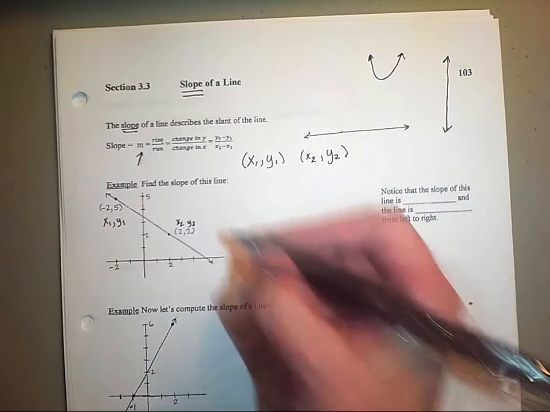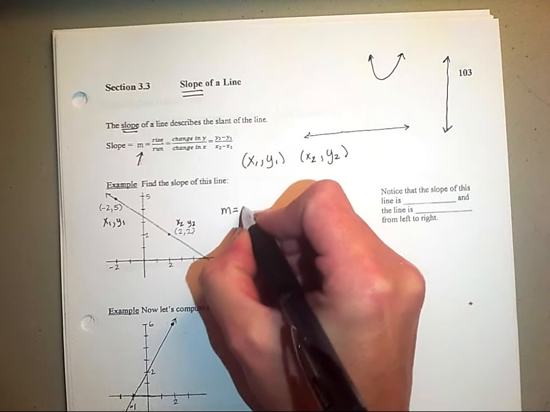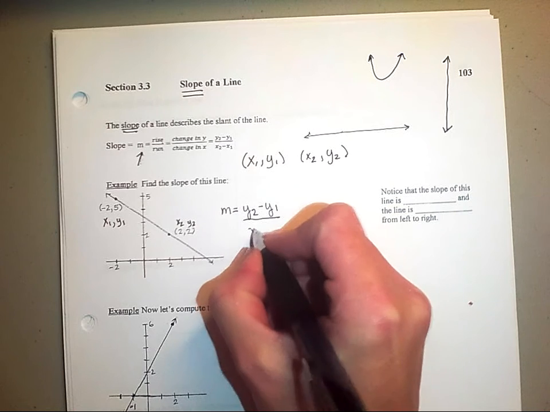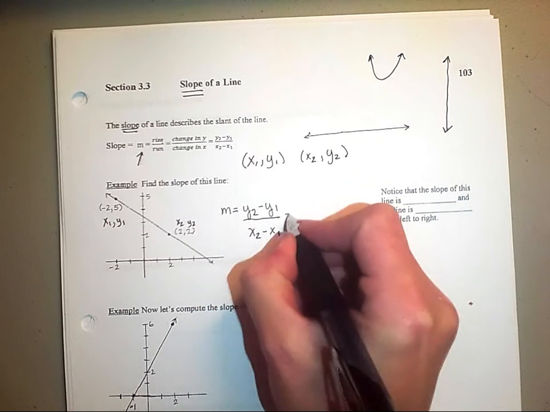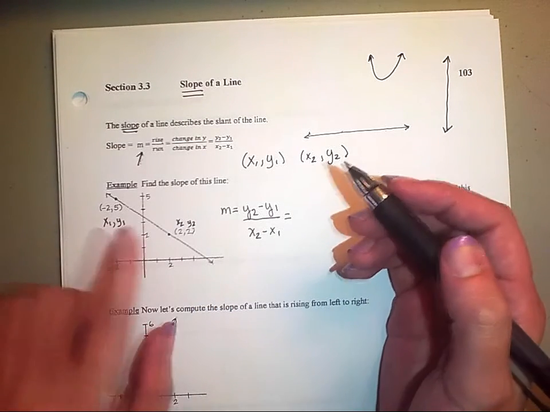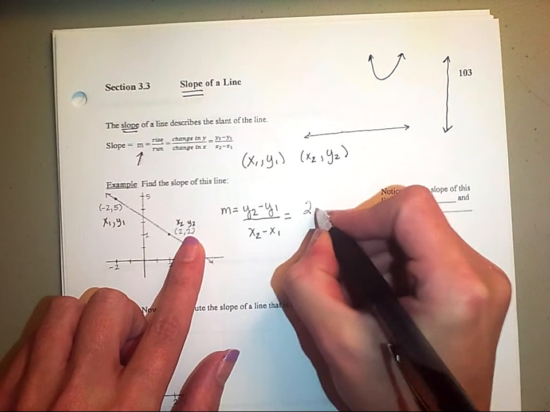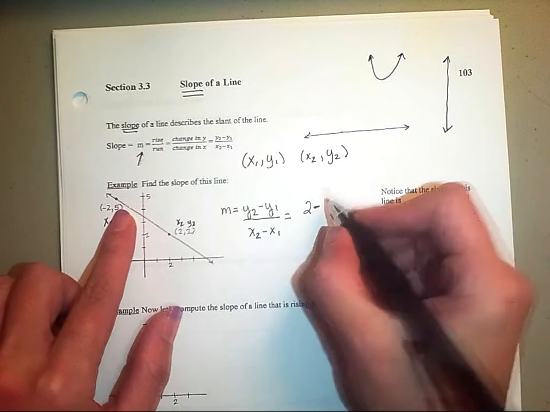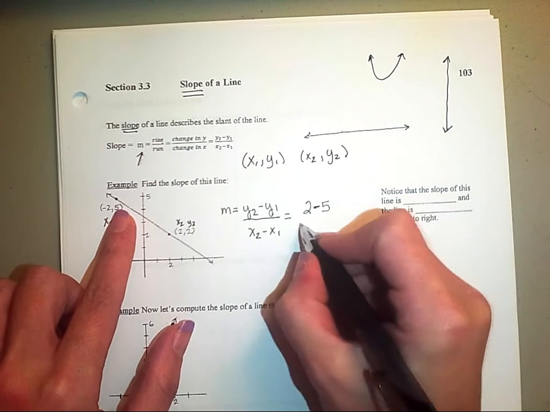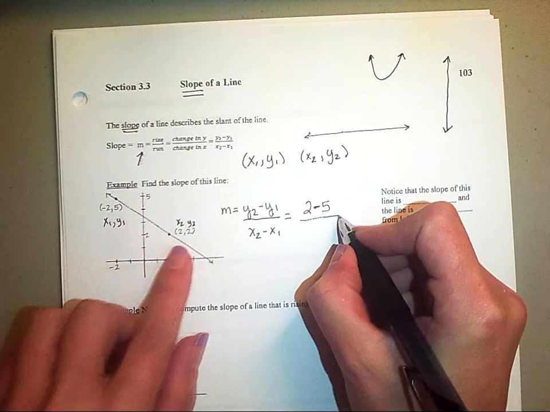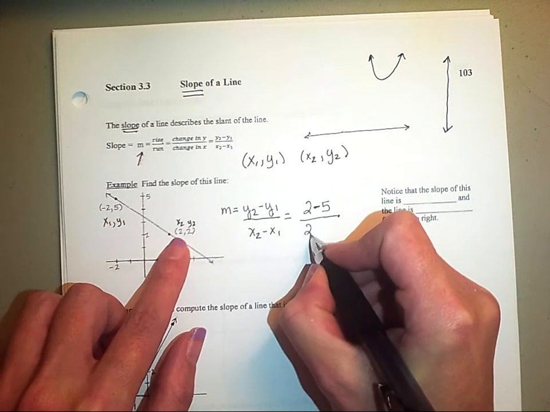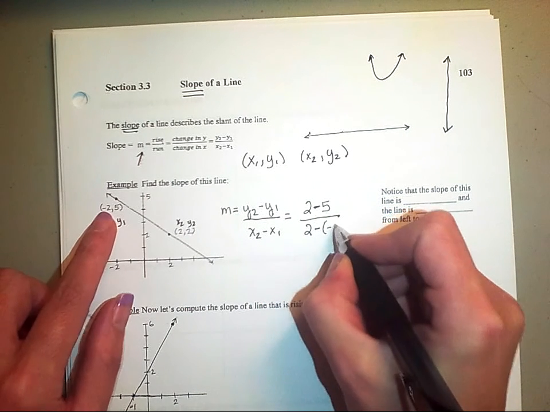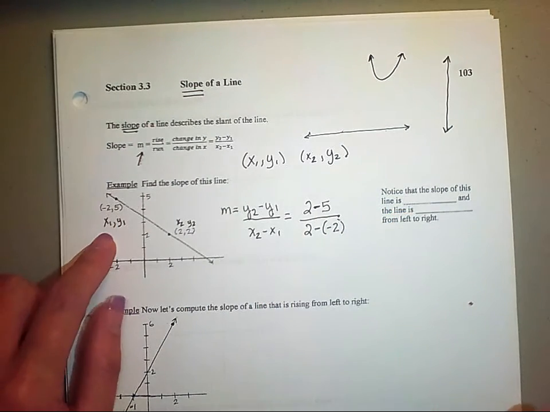Now, slope is the change in the y's, y2 minus y1. That's our rise over our run, which is x2 minus x1. So y2, in this case, is 0. Then we'll subtract from the formula y1, which in this case is 5. Then we'll divide that by x2, which in this case is 0. We'll subtract from the formula x1, and in this case, x1 is negative 2.